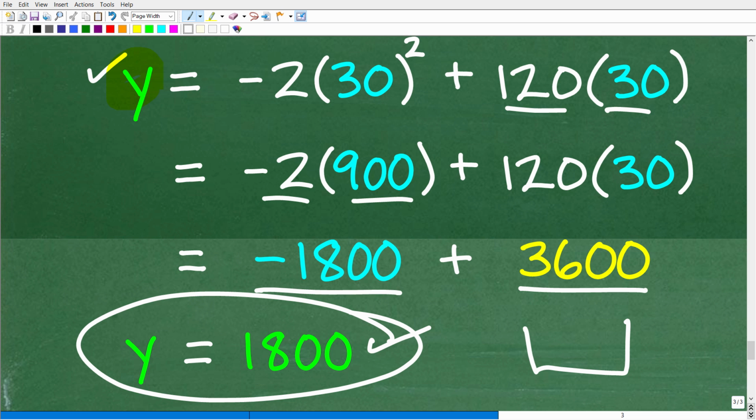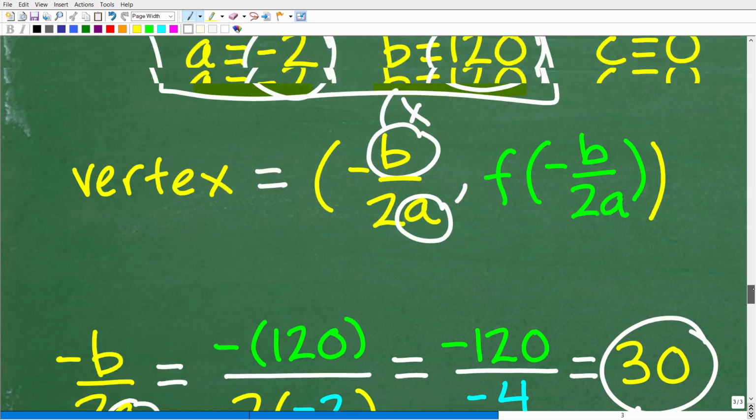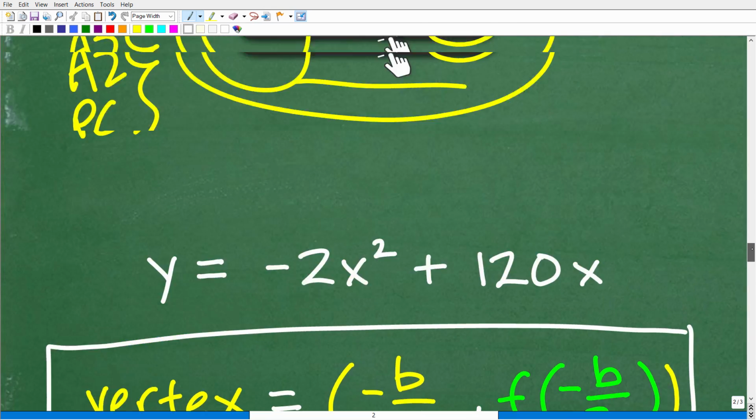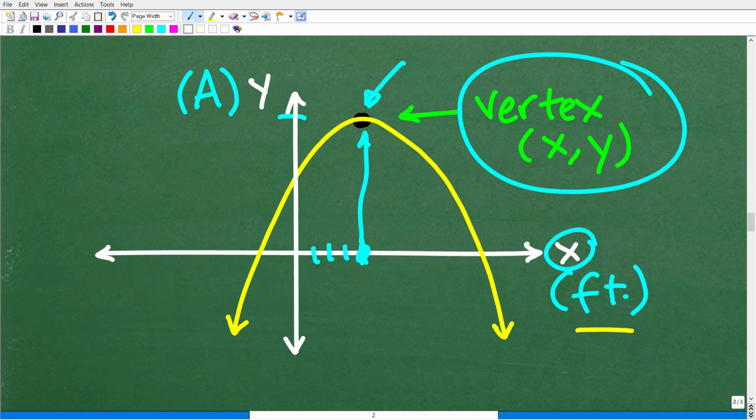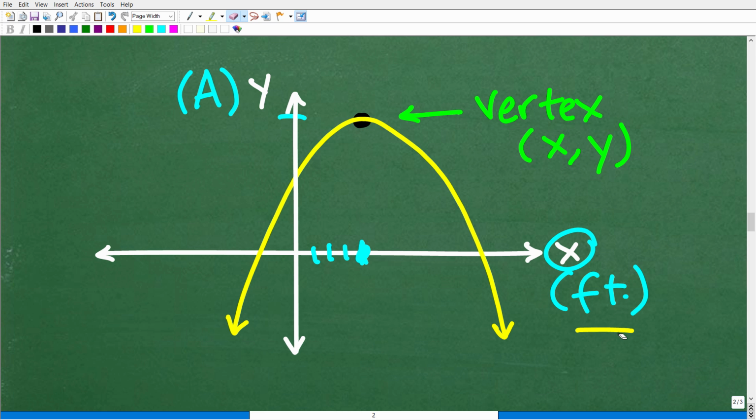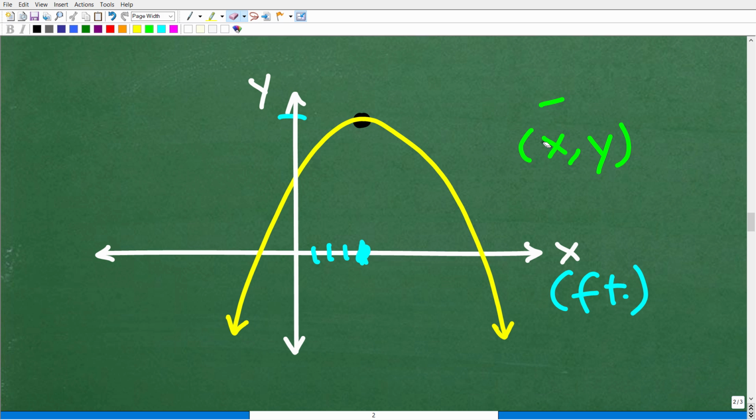Now, I'm going to show you another way that we can use calculus to solve this problem. Let's go back up here and revisit our parabola. Okay, this is going to be a quick micro lesson on calculus. And how can we find the vertex, the very top of this point, using calculus?